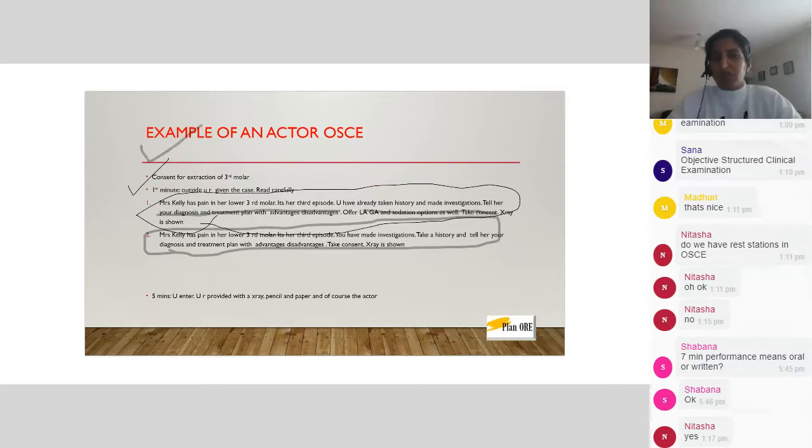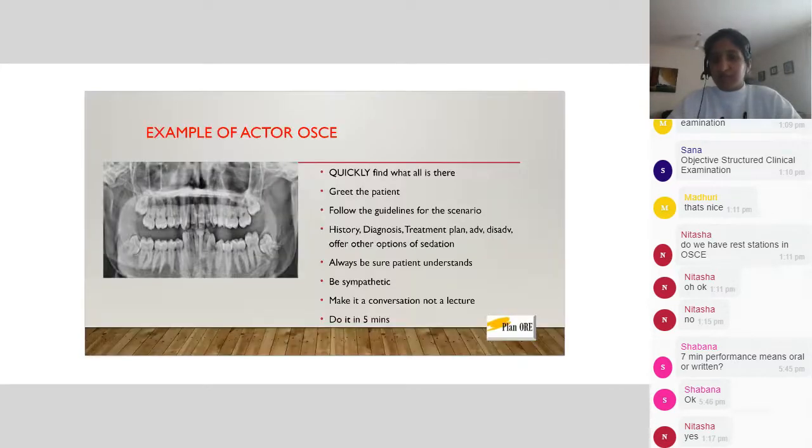So, in an actor OSCE, you get 1 or 2 minutes to read the scenario. Please read the scenario carefully, because they may give you a lot of information which you need to understand before you can go inside and talk to the patient. Then, when you go inside, you greet your patient, and then whatever has been asked of you, you start. If they have told you to tell the diagnosis, then you tell the diagnosis, treatment planning, and sedation options.